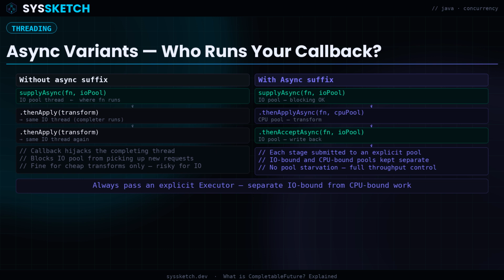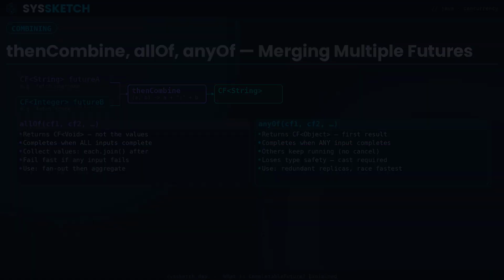With the async variant, the callback is always submitted to an executor, giving you explicit control over which thread pool handles each stage. This matters for IO-bound versus CPU-bound work. You want IO-bound tasks on a thread pool sized for blocking. You want CPU-bound transforms on a pool sized for cores. Mixing them on the same pool is a correctness problem disguised as a performance problem.